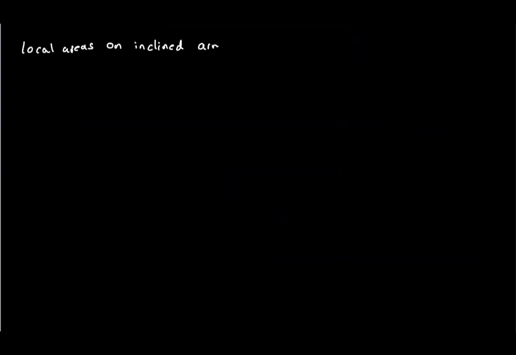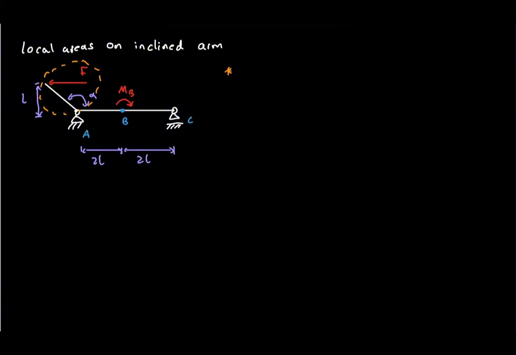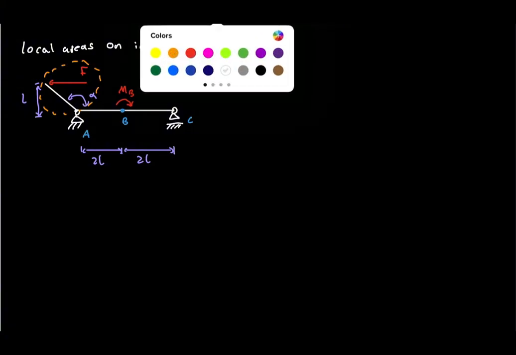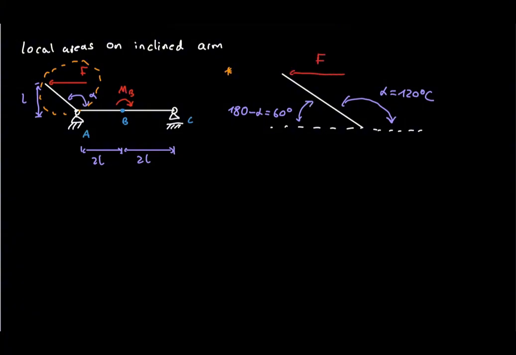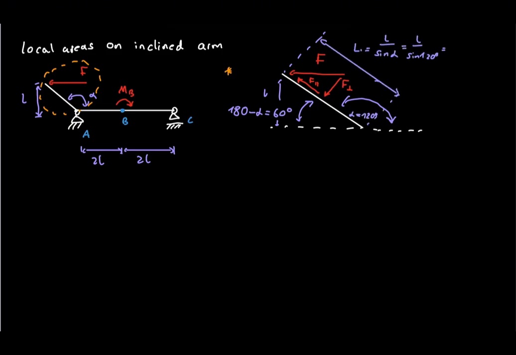Now we analyze the inclined arm. This is where local coordinates become important. Axial force and shear force are always defined relative to the direction of the member. The force is horizontal in the global coordinate system, but it is neither purely axial nor purely perpendicular to the inclined member. The arm length is 1 divided by the sine of 120 degrees, which is approximately 1.155 meters.